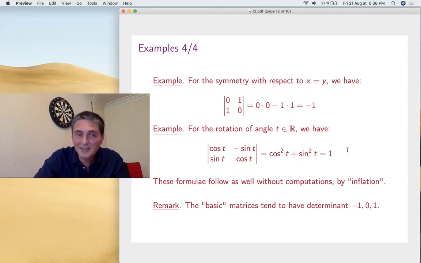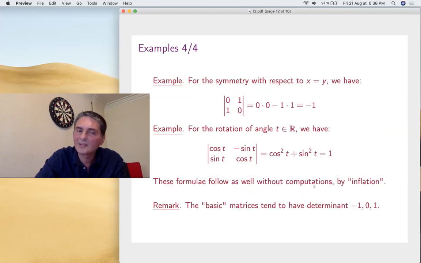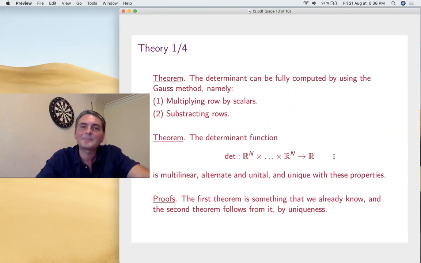Okay, so as a remark, what we got so far as determinants, you see 0 or 1, -1. So the usual basic matrices tend to have determinant 0, 1, or -1. We'll be back to this. This is part of a general phenomenon. It's about rotations, orthogonal matrices, things like that. So we'll be back to it.